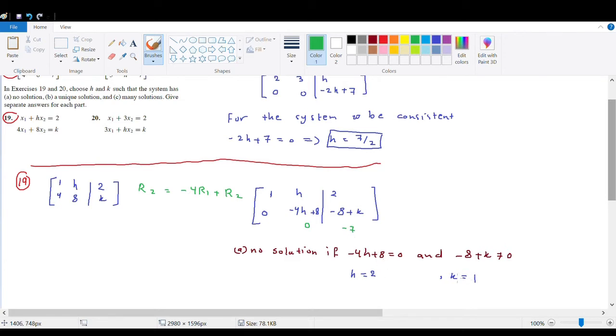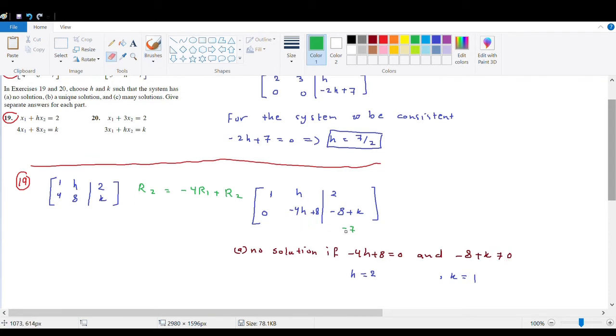You can choose any value of k that does not make minus 8 plus k equal 0. So here the system has no solution if h is equal to and minus 8 plus k is not equal to 0. That means you can choose any value of k that does not make this one 0. So this is an example of one.